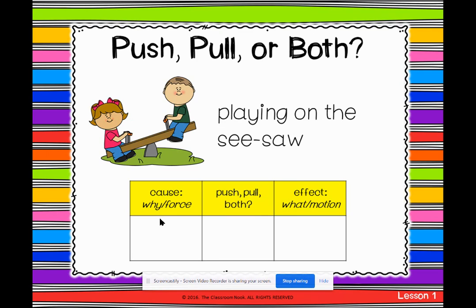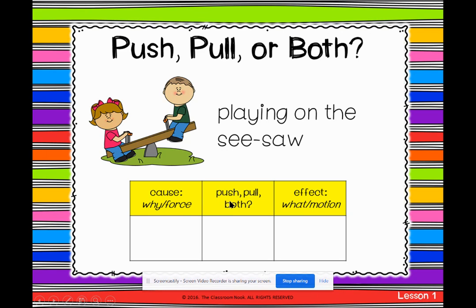So push, pull, or both. Well, this is kids playing on a seesaw. Again, I want to know what is going on. What are the kids doing? I want to know if it's a push, pull, or both. And then I want you to tell me what will happen with this force being applied.